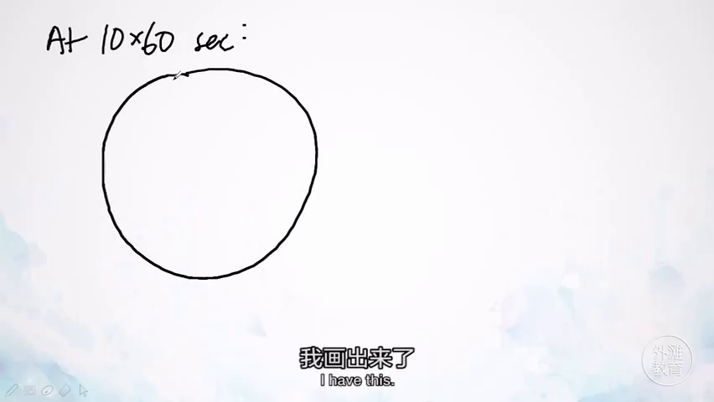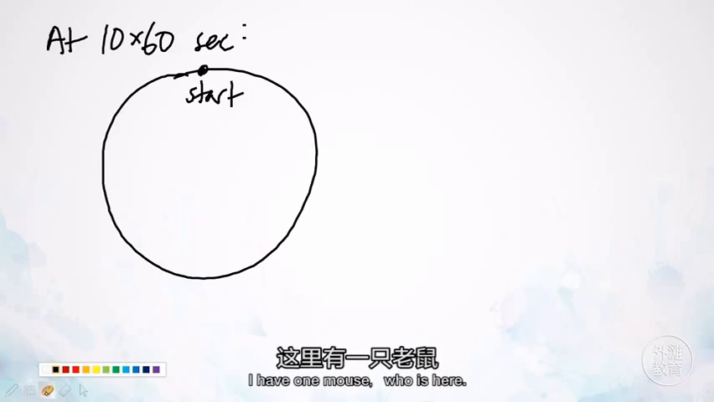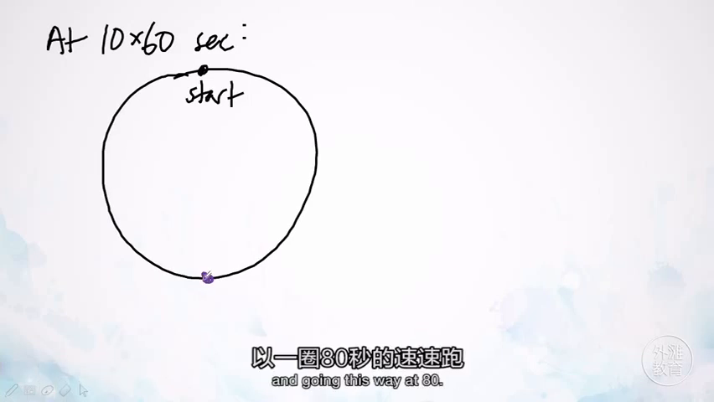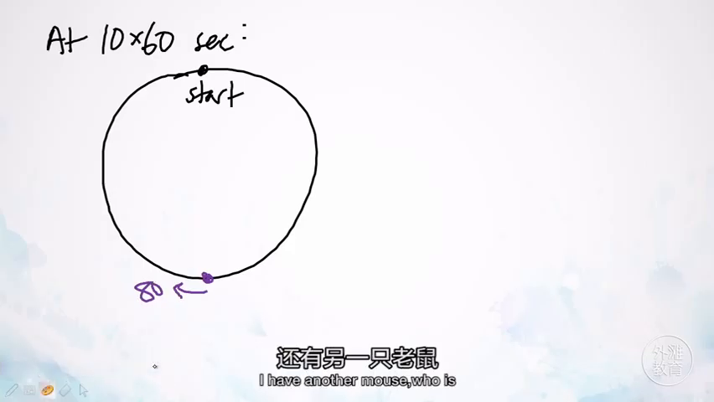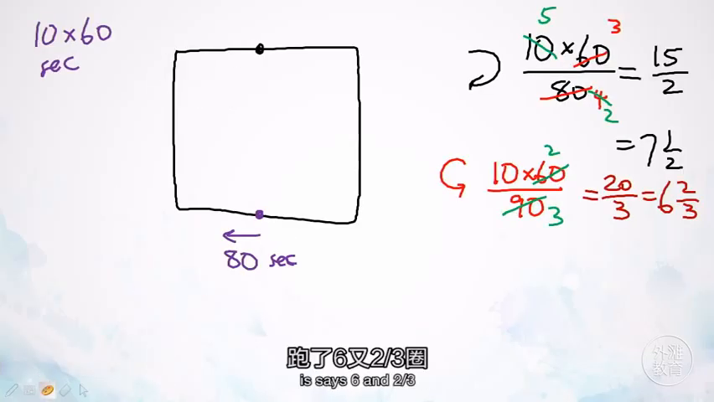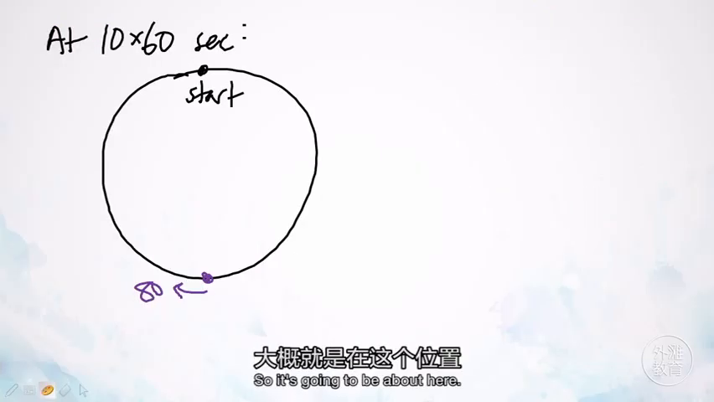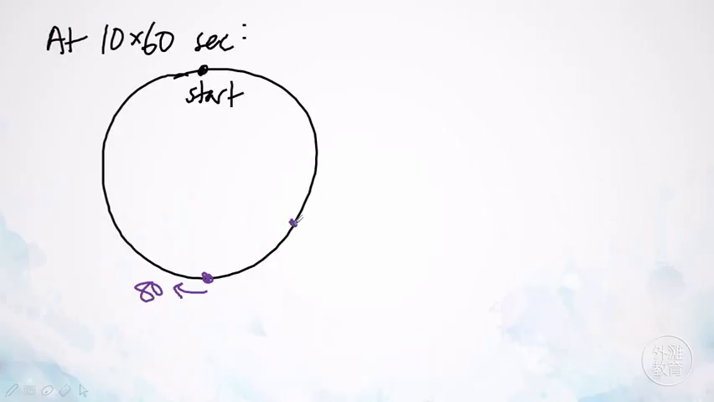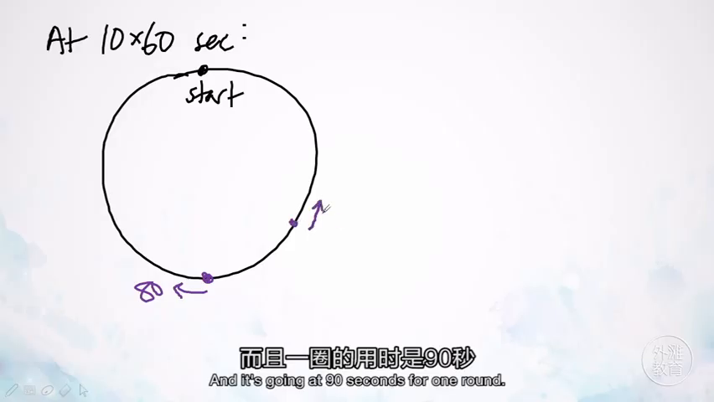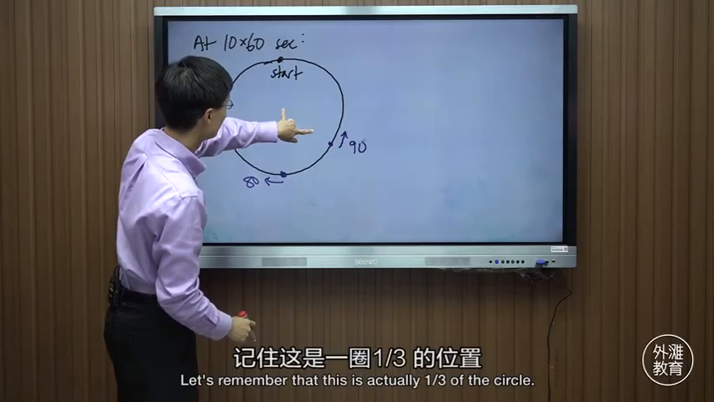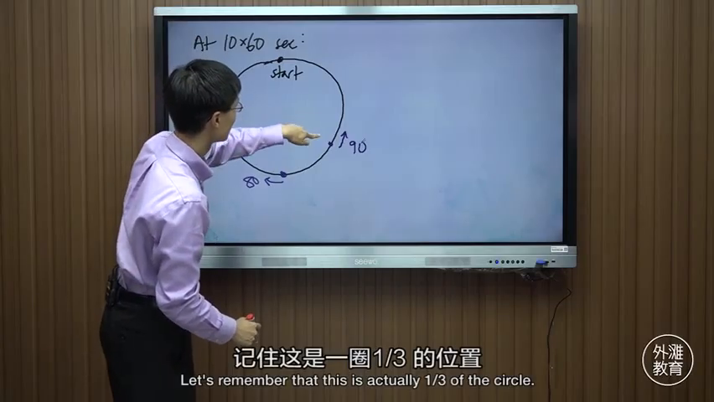I have this. This was the start. I have one mouse who is here and going this way at 80. I have another mouse who is, it says 6 2/3, but remember it's going in the other direction. So it's going to be about here, and it's going at 90 seconds for one round. Let's remember that this is actually 1/3 of a circle.